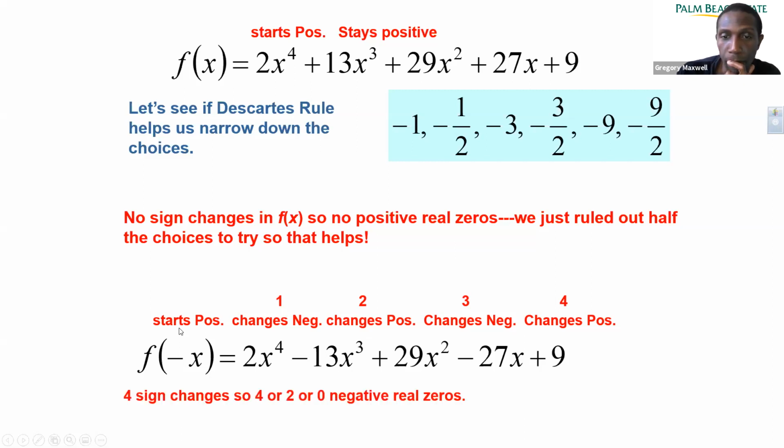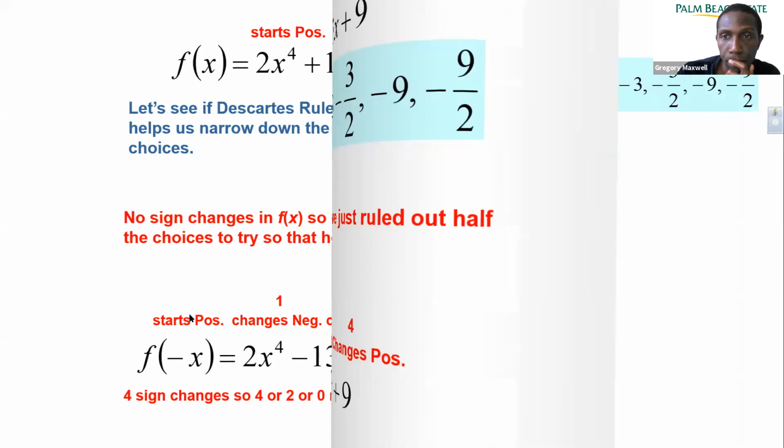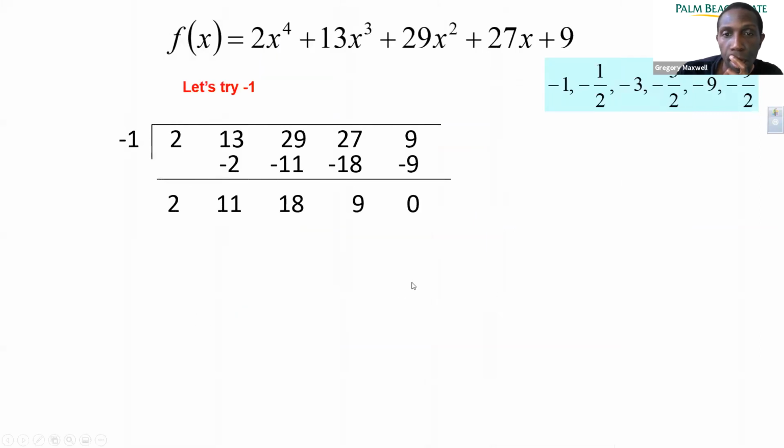So I can start off by trying negative 1. And guess what? When I try negative 1, I plug in negative 1 into the expression. I get 2 minus 13 plus 29 minus 27 plus 9. That gives me 0, which means negative 1 is a factor. Which means negative 1 is a zero.